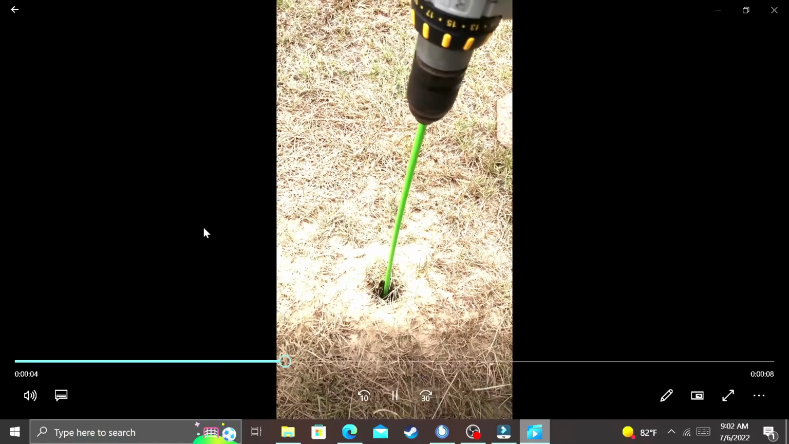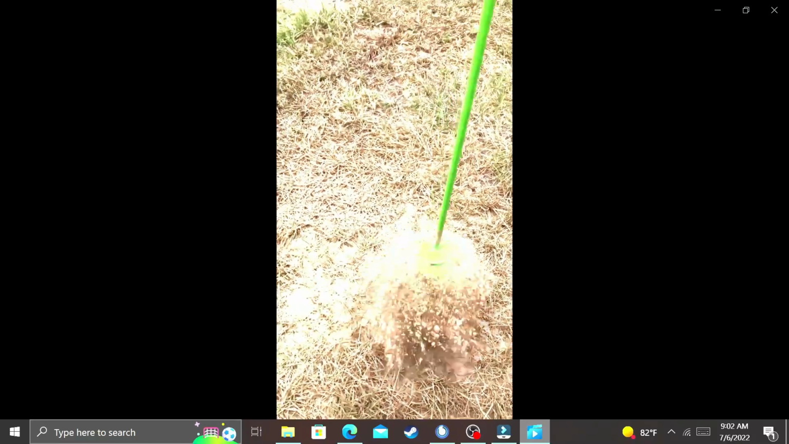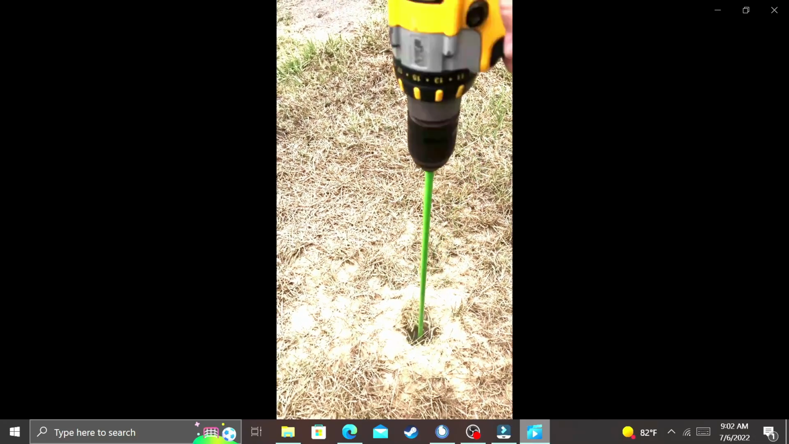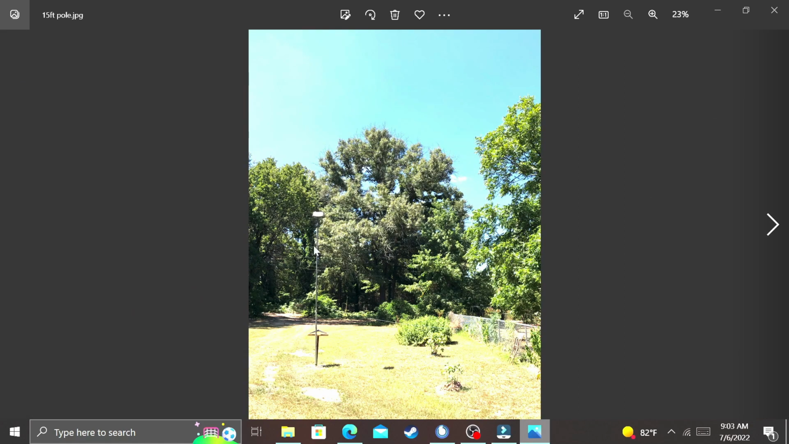This took a little while. I want to say this was about 20 minutes of straight drilling. So if you want to just dig it with some post hole diggers, that's up to you. I ended up with a hole that's 2 inches wide by about 30 inches deep. So I ended up with a pole that's about 15 foot tall. It's about 2.5 feet in the ground. And the Starlink dish is mounted. So this is a much better angle to that tree limb up there.